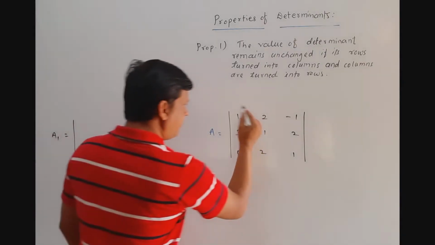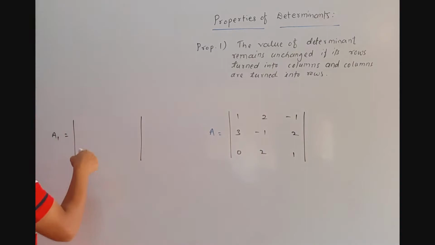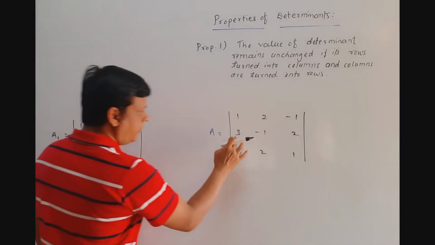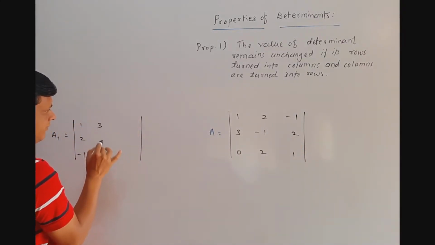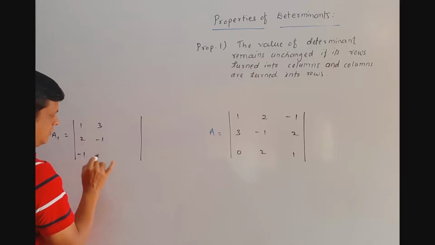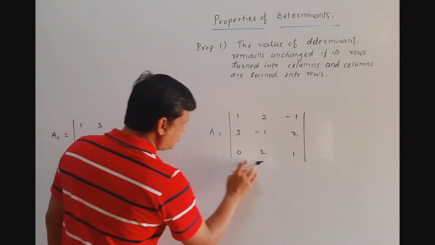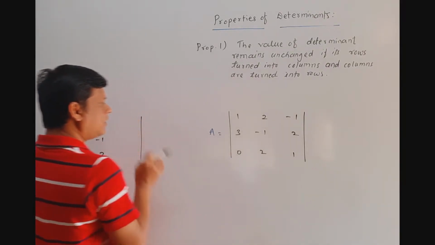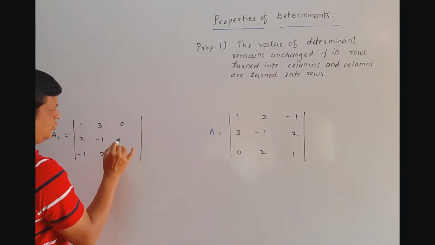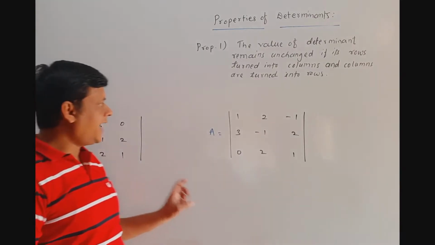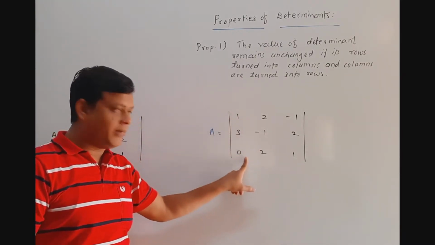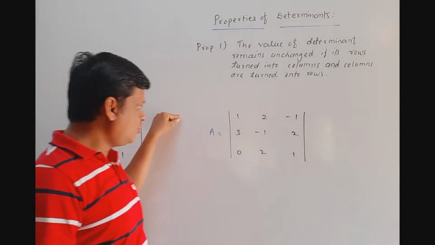So the element of first row we write in first column: 1, 2, minus 1. Then elements of second row we write in second column: 3, minus 1, 2. And elements of third row we write in third column: 0, 2, 1. If you observe, indirectly the column elements change to row elements.